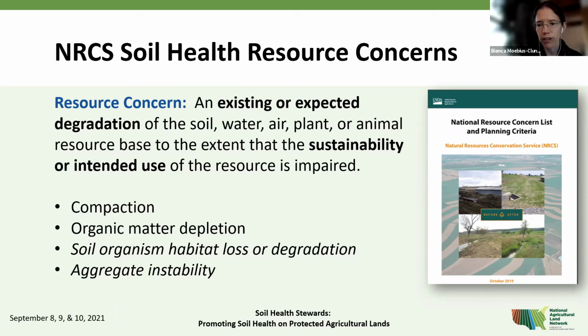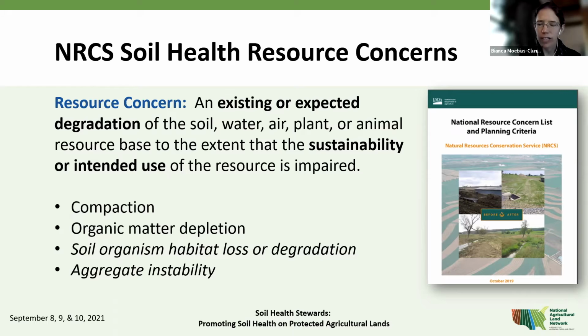So there are 4 explicitly soil health resource concerns. 2 of them we added while I was with NRCS, and so we updated compaction and organic matter depletion. Those had been there for a long time, but we added soil organism habitat degradation and aggregate instability, because they're such key root cause resource concerns that actually are at the foundation of a large number of the other resource concerns that NRCS looks at.